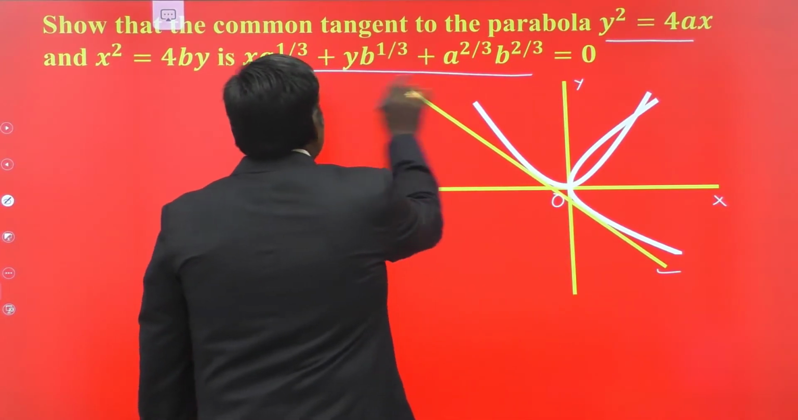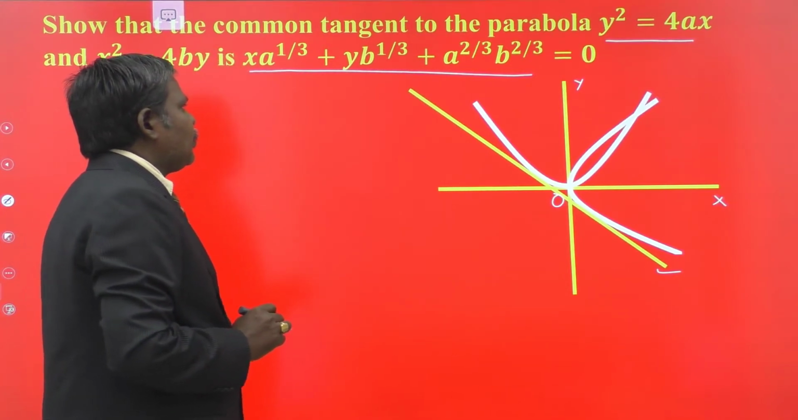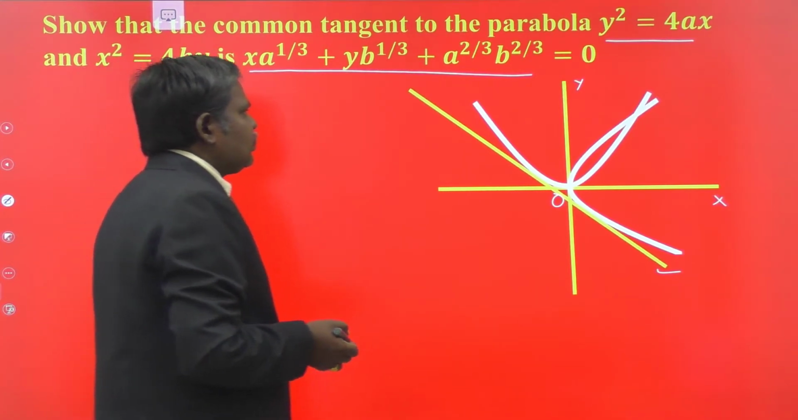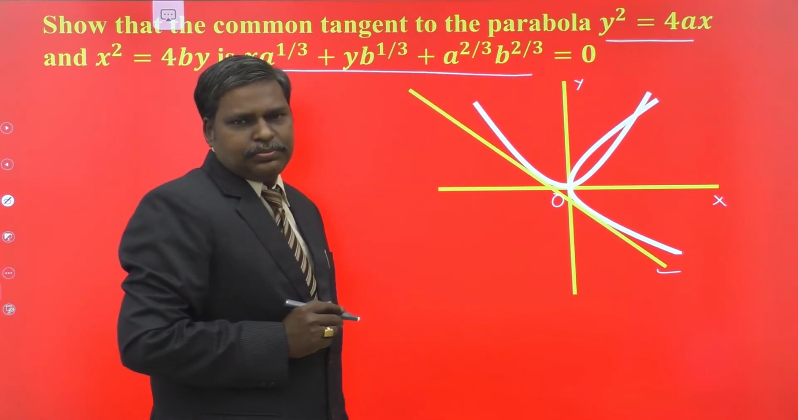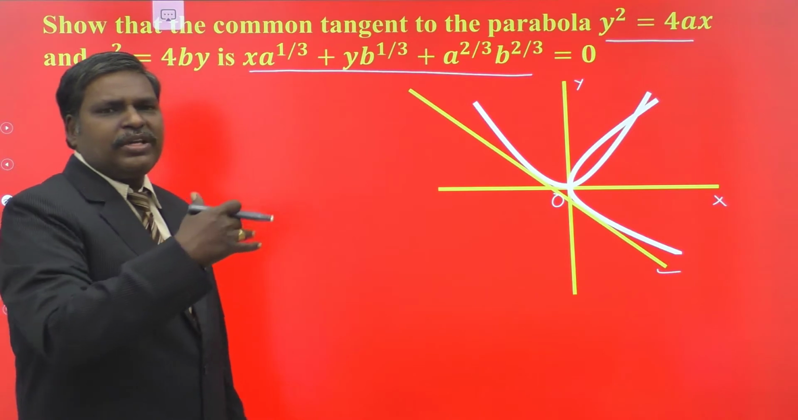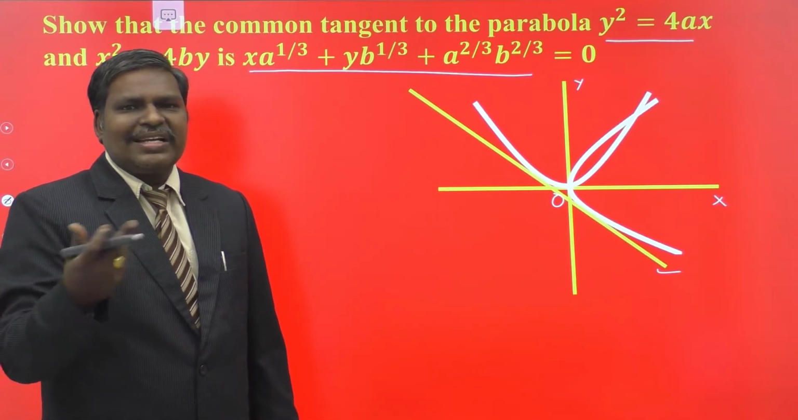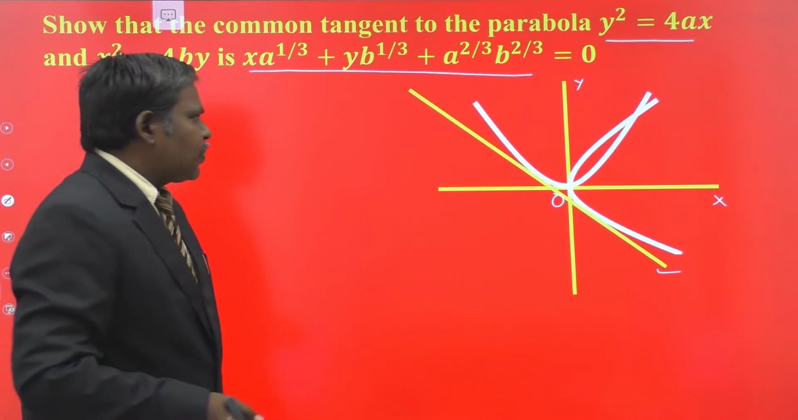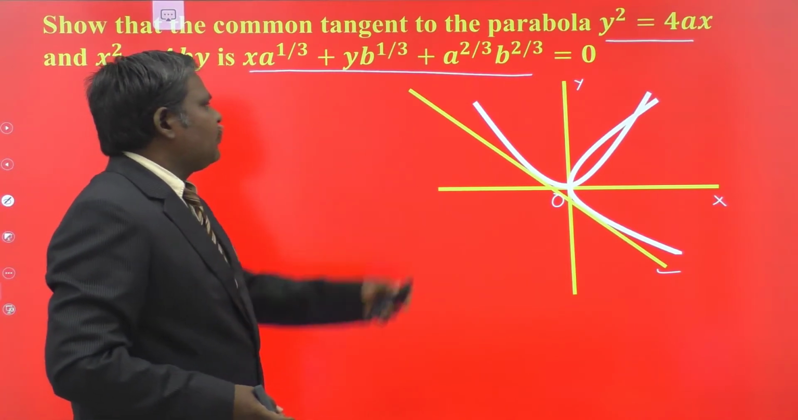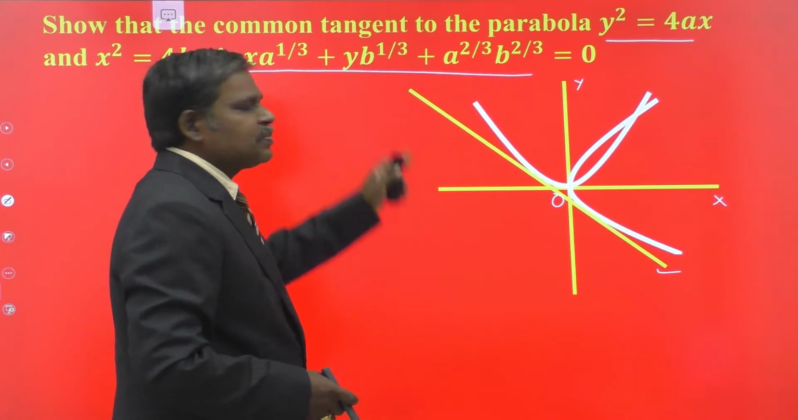This equation is, you are going to show that x into a power 1 by 3 plus y into b power 1 by 3 plus a power 2 by 3 plus b power 2 by 3 equal to 0. That is what you are going to show. Same procedure. What is the procedure? Let y equal to mx plus c be the common tangent to both curves. Write the conditions and solve for m and c. We obtain m and c values, substitute in y equal to mx plus c and simplify. We get the equation of the common tangent in this manner.